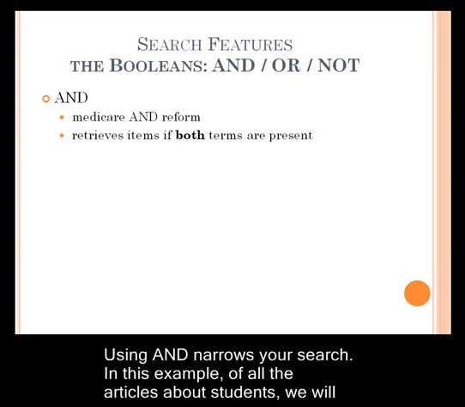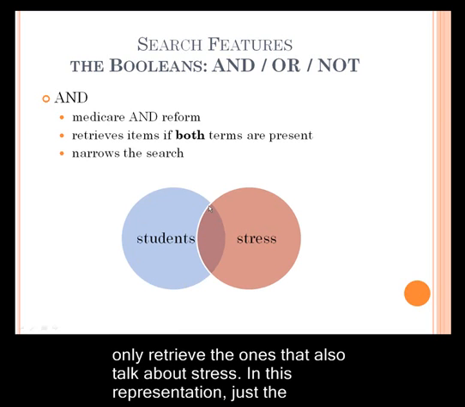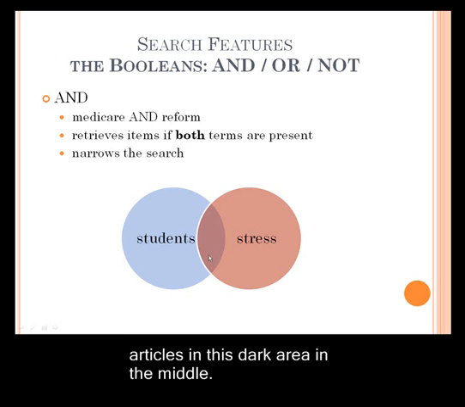Using and narrows your search. In this example, of all the articles about students, we will only retrieve the ones that also talk about stress. In this representation, just the articles in this dark area in the middle.